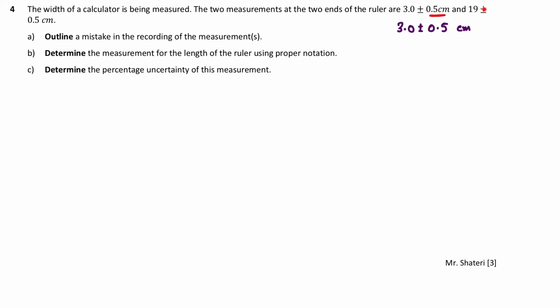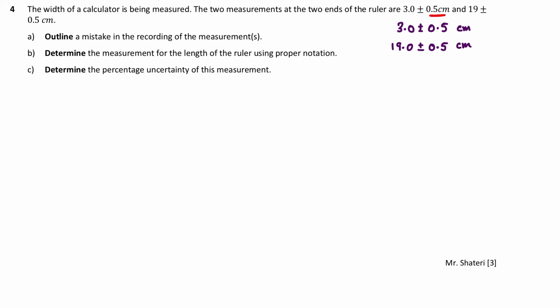For my next measurement, I have 19 plus or minus 0.5, so 1 significant figure for the uncertainty is great. This is 1 decimal place, this is not, so that would mean that our second measurement should be written as 19.0 plus or minus 0.5 centimeters. So that's the other mistake, the fact that we don't have the decimal point here.